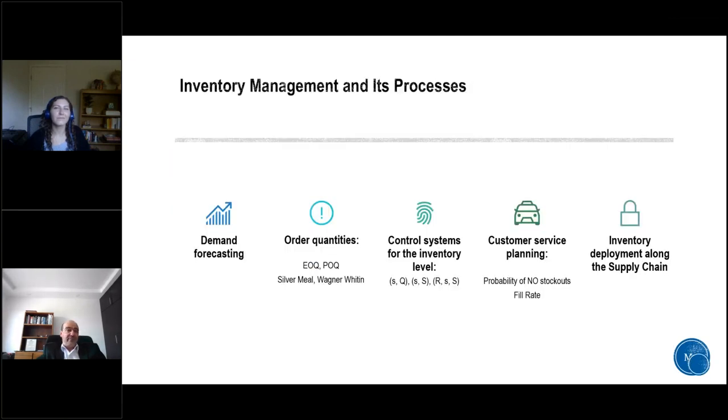The processes of inventory management. The first one, of course, demand forecasting. The other one, defining those order quantities, several methods to do that. And then the control systems for the inventory levels and customer service planning. That might be fill rate, probability of no stockouts, and several ways to do this. And then the inventory deployment along the supply chain. That is also a very difficult task.